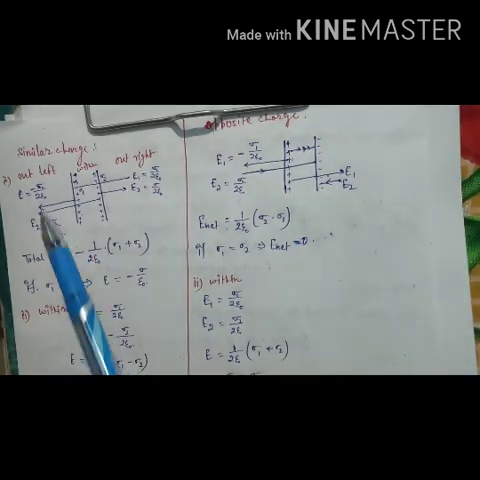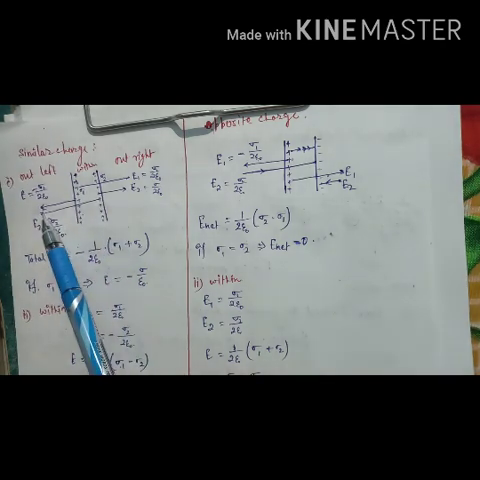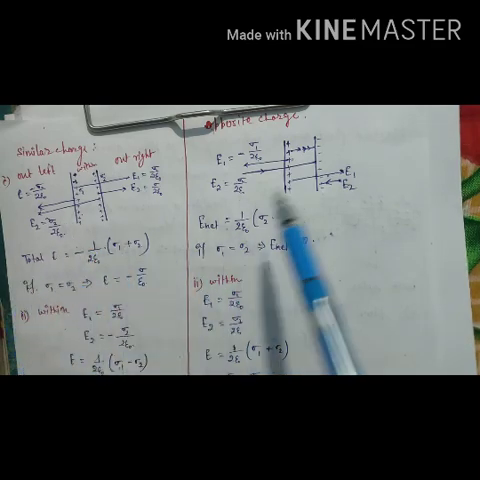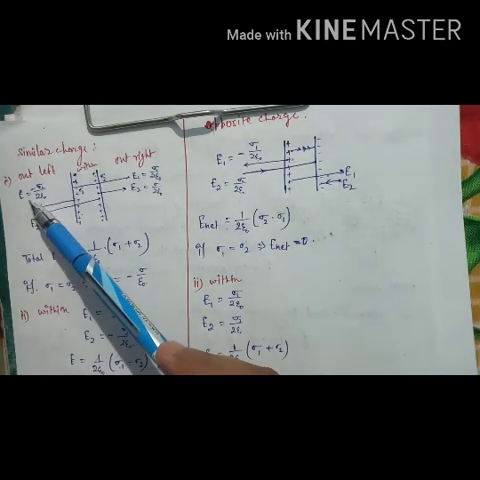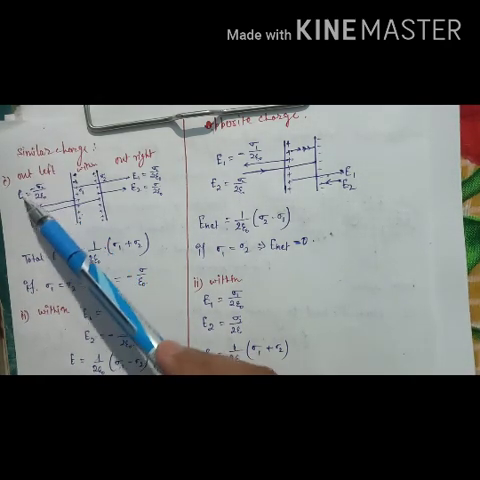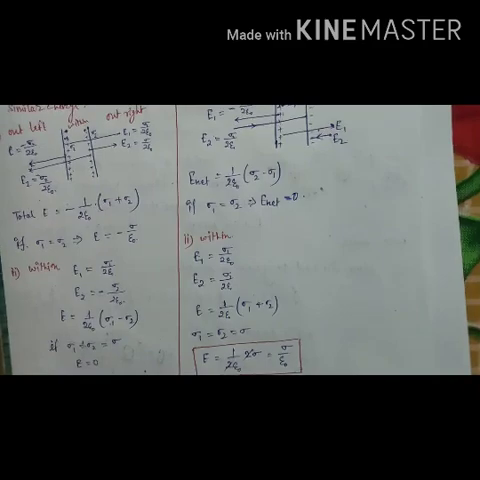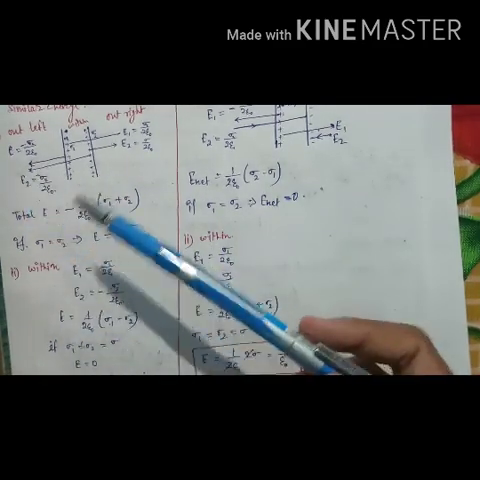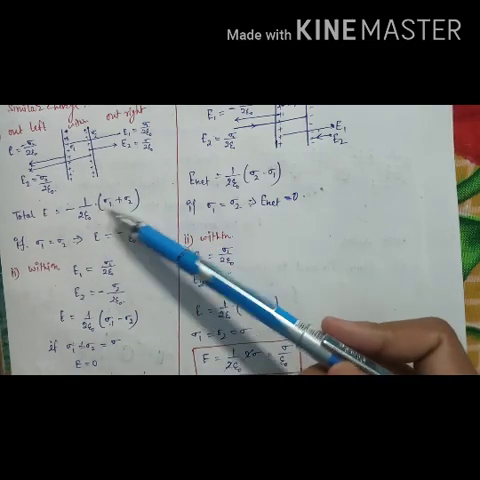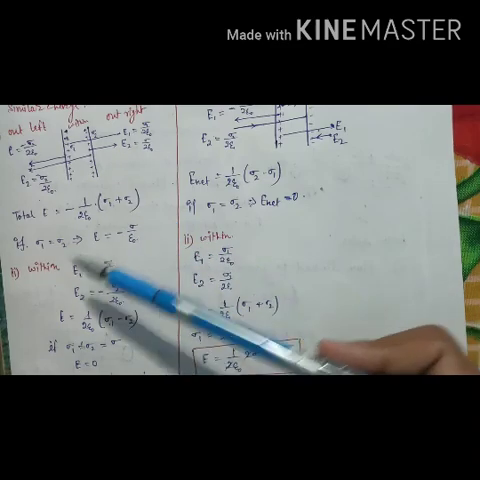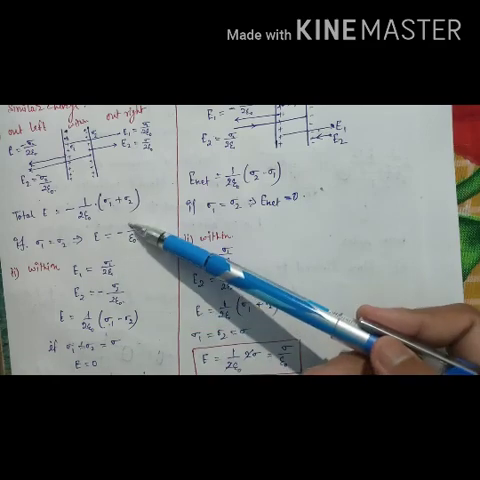Minus we take here, since electric field is in this direction, and we know that when we consider a number line, on the left hand side we have minus sign. So we take E1 is equal to minus sigma 1 upon 2 epsilon naught, and E2 is equal to minus sigma 2 upon 2 epsilon naught. So total E, adding both of them, we get minus 1 upon 2 epsilon naught (sigma 1 plus sigma 2). But if sigma 1 is equal to sigma 2, then we have E is equal to minus sigma upon epsilon naught. That is very simple. This is mathematics.